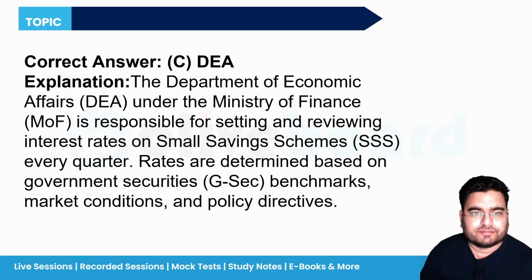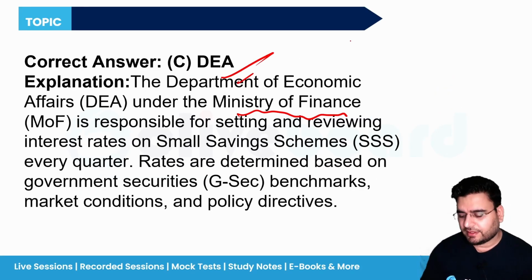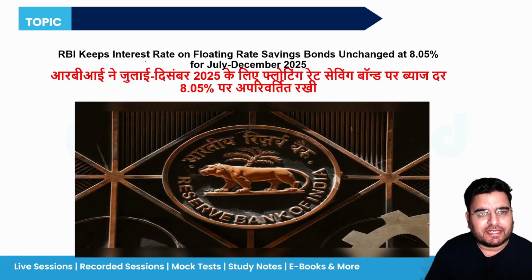Next news is, so DEA, Department of Economic Affairs under Ministry of Finance. Okay. Chalo. Next is RBI keeps interest rates on floating rate savings bonds unchanged at 8.05%.